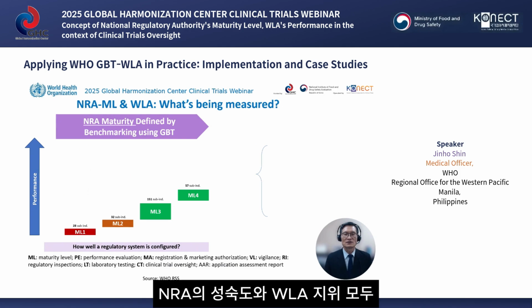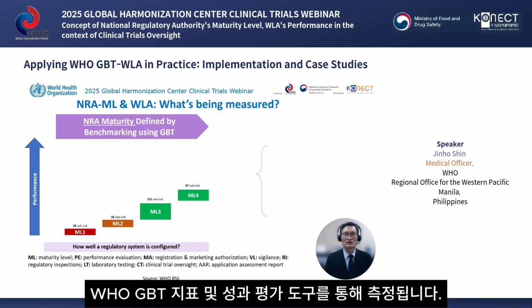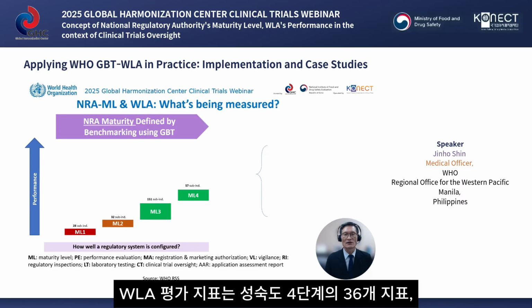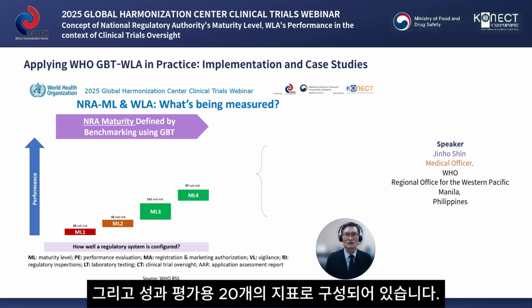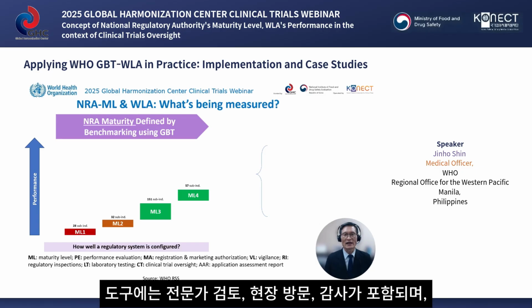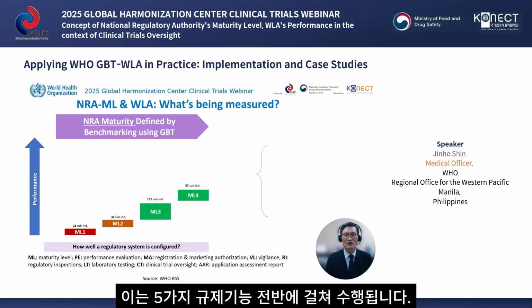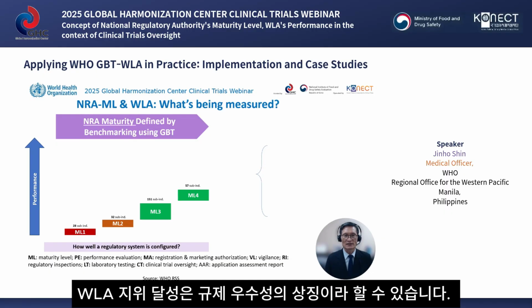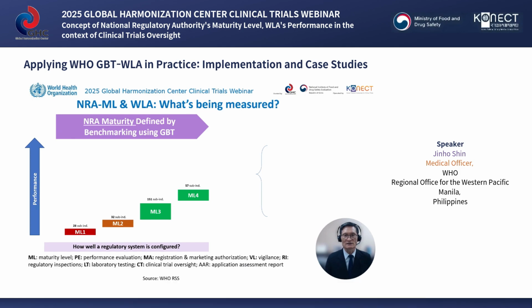Both NRA maturity and WLA status are measured using GBT indicators and performance evaluation tools. For WLA, there are 56 indicators, including 36 maturity level 4 indicators and 20 performance evaluation indicators. Tools include expert reviews, field visits, and audits across 5 regulatory functions. Achieving WLA status is a mark of regulatory excellence.